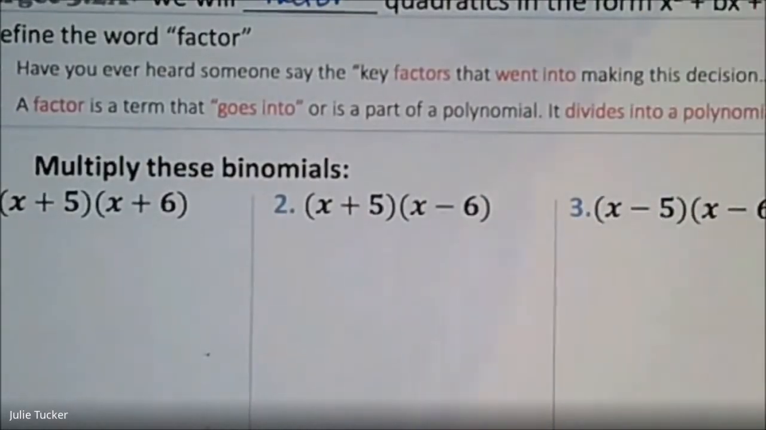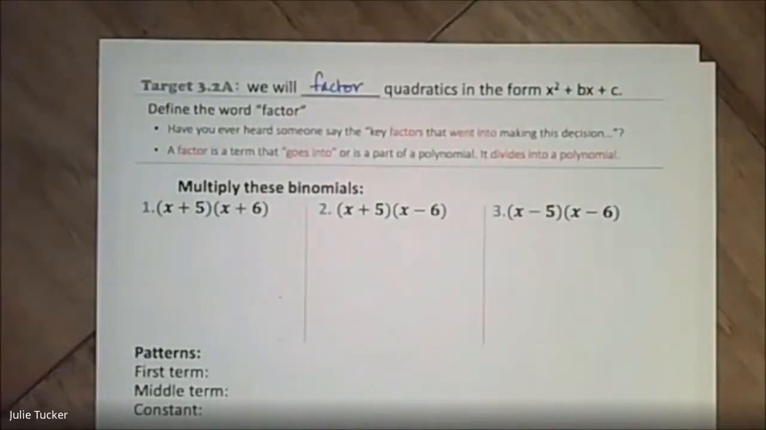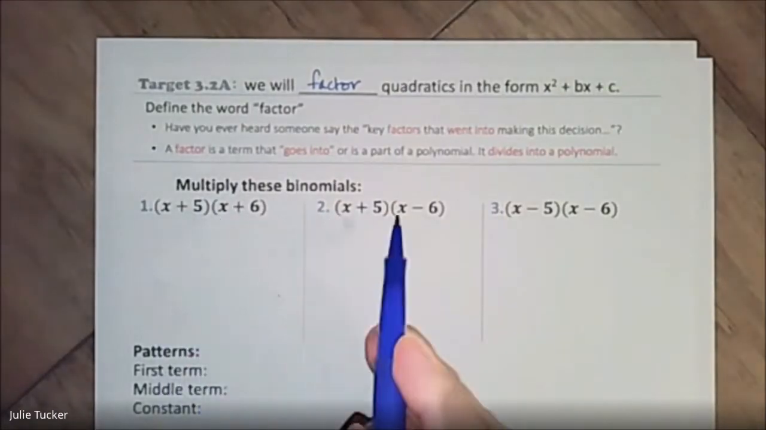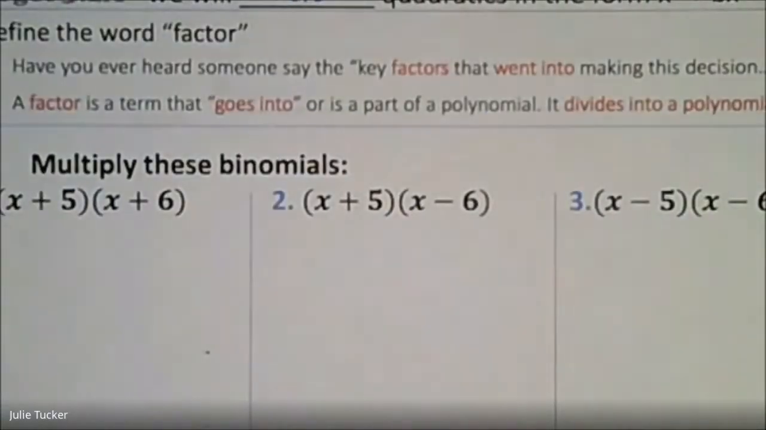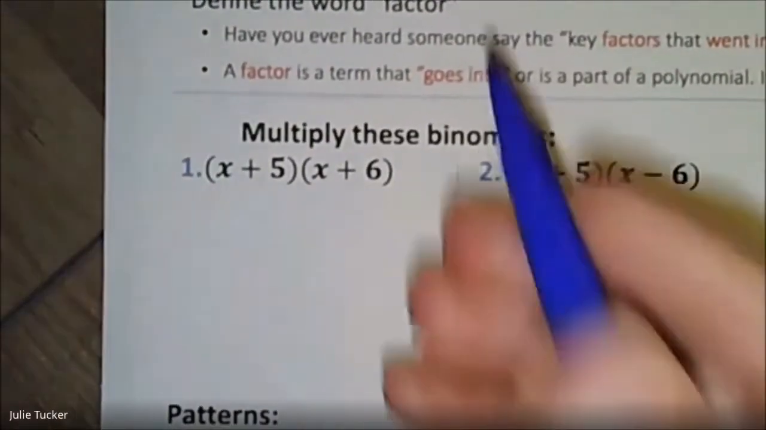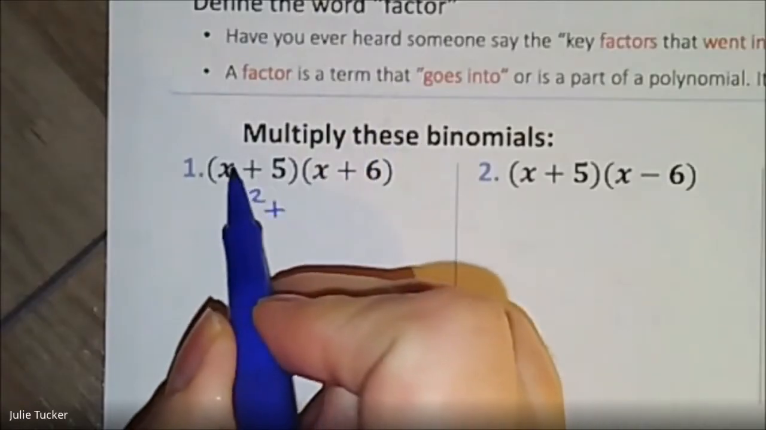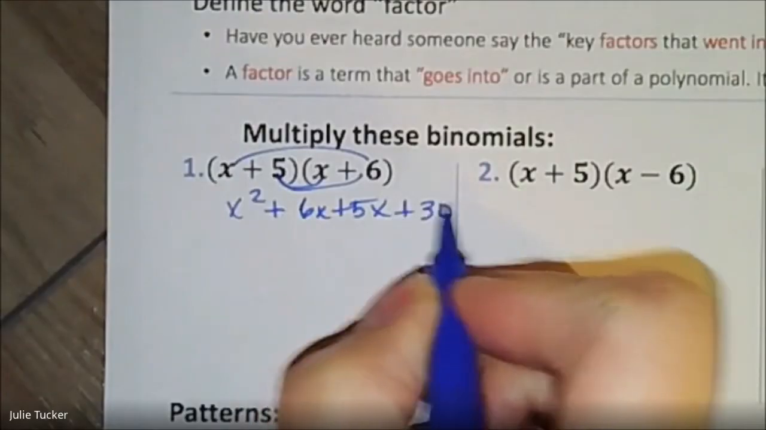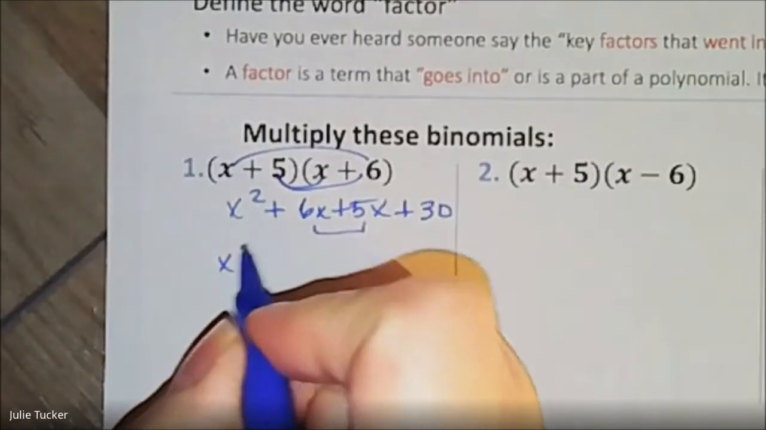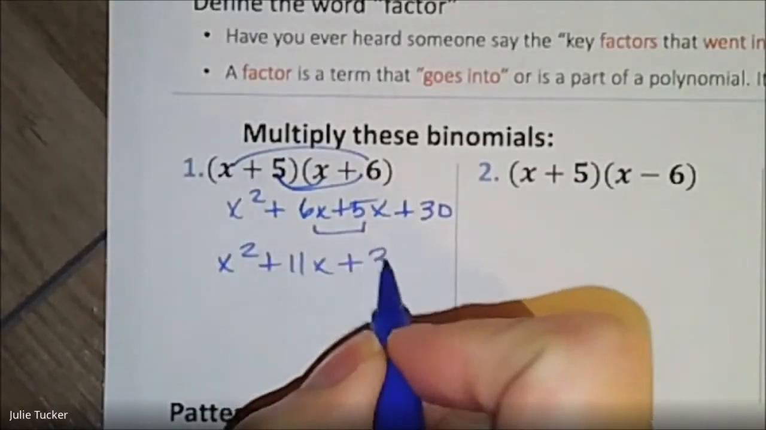So to understand patterns, the first thing that we're going to do is multiply each one of these binomial pairs. Okay, so let me zoom that back in. This first one on the left is going to be x squared. And then we have 6x, 5x, and 30, right? So then we have x squared plus 11x plus 30.